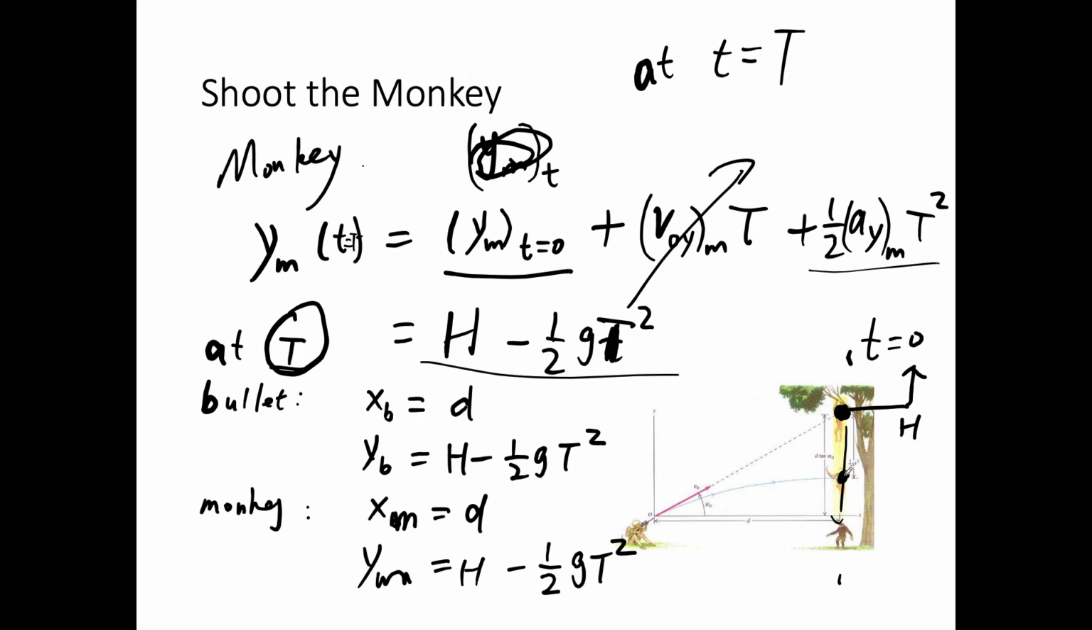So now we understand, in this kind of situation, the hunter should always directly point his rifle at the monkey.